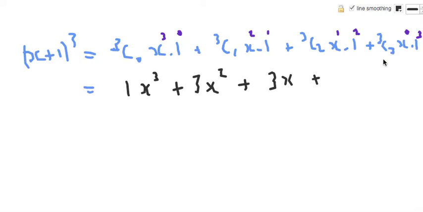And then 3C3: I've got 3 letters to choose from and I'm choosing 3, so I've only got one choice, A, B, C. So that's 1 times x to the 0, which is 1, times 1 cubed, which is 1. So notice the symmetry there: 1, 3, 3, 1. There's a line of symmetry down the middle. The powers go down, 3, 2, 1, 0. The powers go up, 1 to the 0, 1 to the 1, 1 squared, 1 cubed. So it's entirely symmetrical.